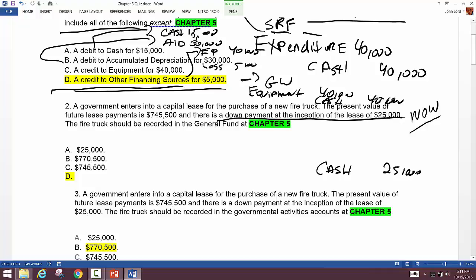What else? Do you recognize an expenditure for something? Oh yeah, you're right. We're in the general fund, aren't we? Okay. So what do you want to do in the general fund? Debit expenditure for $770,500, you say? Well, how much am I paying for this piece of equipment, whatever it is? $745,000 plus the $25,000 down, right? Some of it's going to be in the future. Some of it I'm going to pay out now, right? Okay, good. So we paid $770,500 for this thing, right?